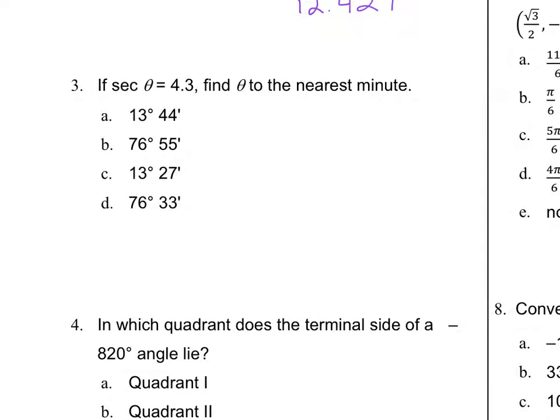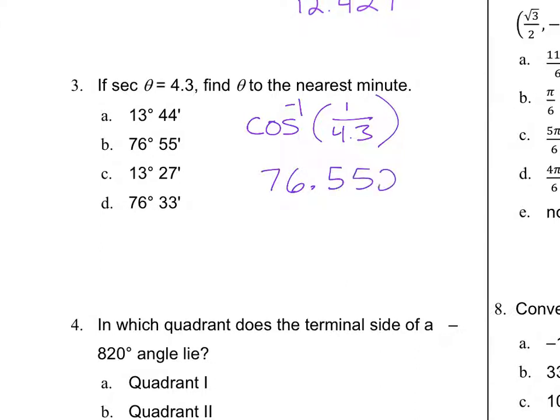Secant of theta is equal to 4 over 3. Remember, we find this by doing an inverse cosine, because cosine is the reciprocal of secant, so we use the reciprocal value. So inverse cosine of 1 divided by 4 over 3, and I get 76.55227296. I know, a lot of decimals, you don't need all of that, but we're going to keep it for right now.